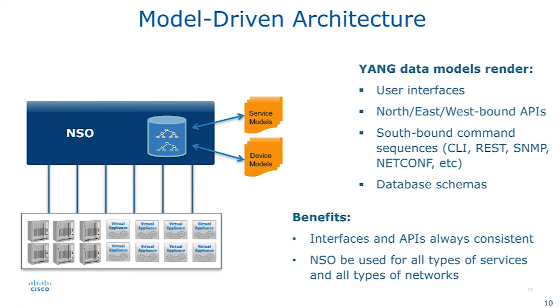Or any third-party NED. Then you have the service models, which are typically used by a northbound user or system to input the parameters that make up the service. So this could be any kind of service, a layer 2 VPN, a layer 3 VPN, or a layer 4 through 7 application. The job of the service is then to map the service model parameters to device model parameters.